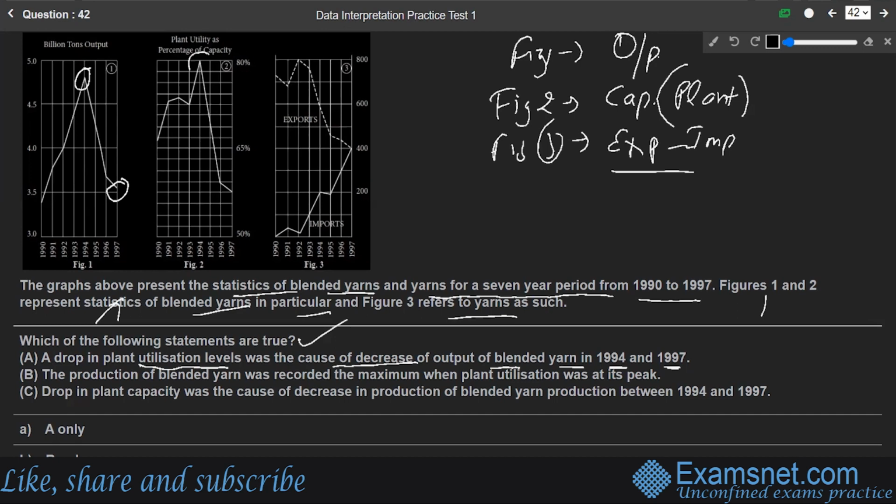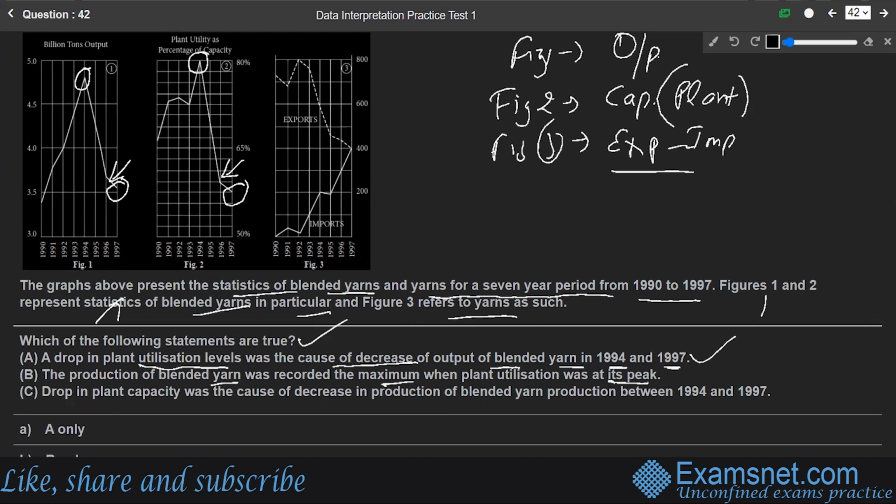In 1994, it was at this peak, and in 1997 it has also dropped down. And in between, the trend is also showing that yes, this could be a clear reason. So statement A is completely right. Okay. Then, the production of blended yarn was recorded the maximum when the plant utilization was at peak.